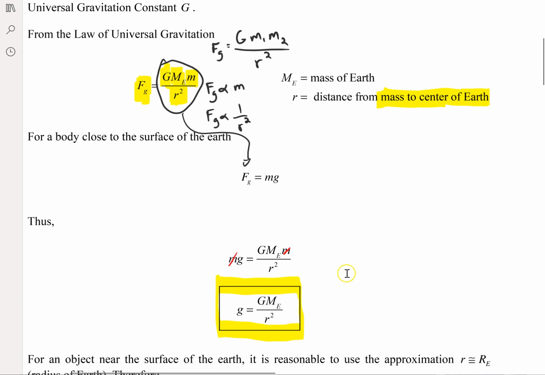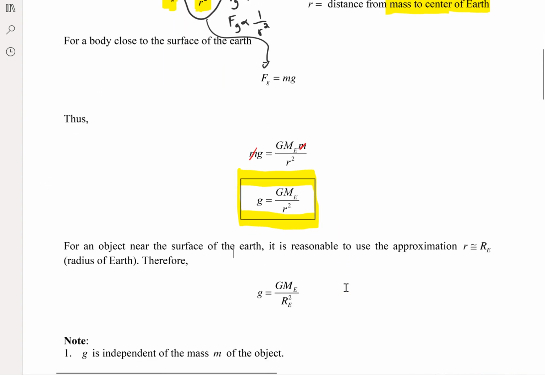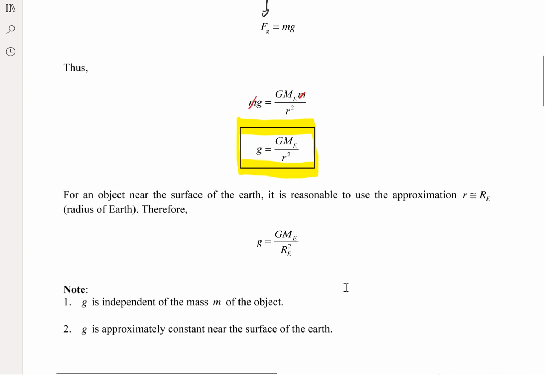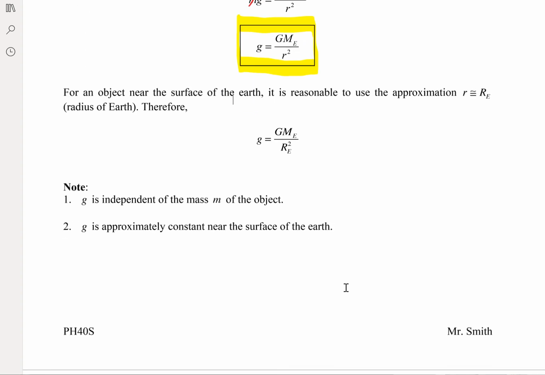And that is the distance between the objects. For an object near the Earth's surface, it's reasonable just to use that the radius is equal to the radius of the Earth. So when we're close to the Earth's surface, we just use g as 9.8 meters per second squared, but that isn't always the case.